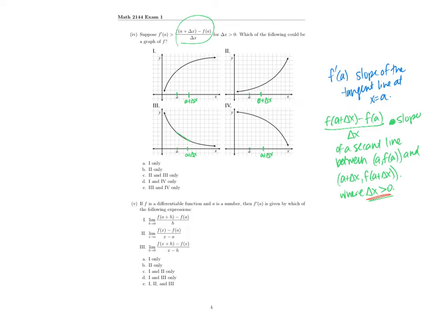This one is going to be something like this. Okay, and then this one is going to look something like that. This one is going to look like this. Okay, and then we can draw in the tangent lines, and I'll just draw those tangent lines with blue. So the tangent line at A is going to be this one. Tangent line at A is going to be that one. Tangent line at A is going to be that one.